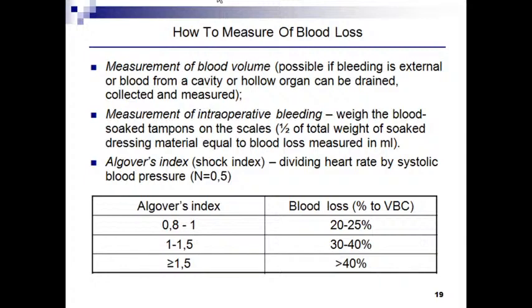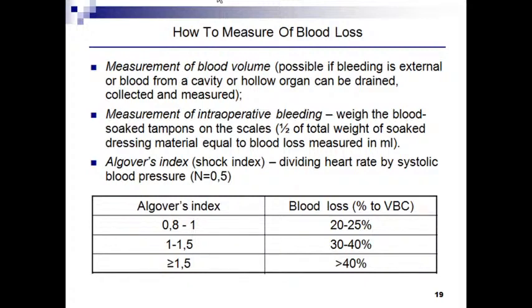How to measure blood loss? A very important aspect is measuring of blood loss, calculation of the amount of blood effused from the blood vessels. If the bleeding is external, we can perform measurement of blood volume. The technique is possible if the bleeding is external or blood can be collected from an internal cavity. If the cavity can be drained, blood can be collected and measured in a jar. Very simple method.